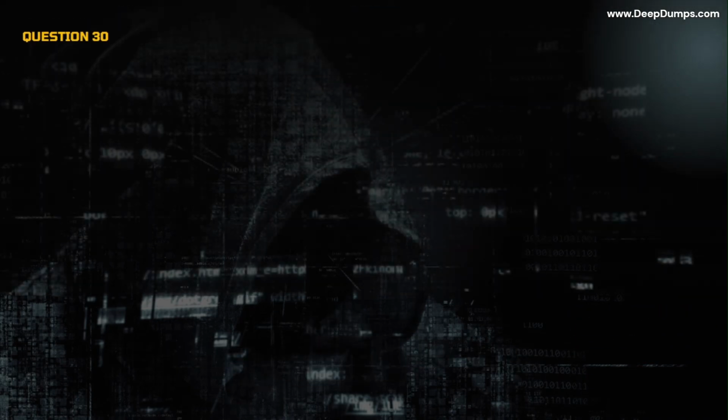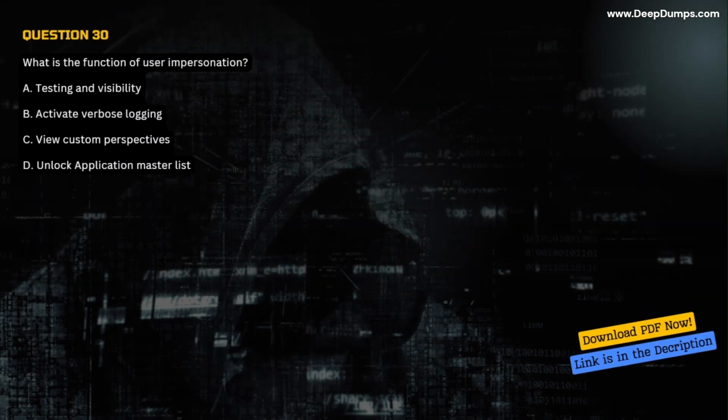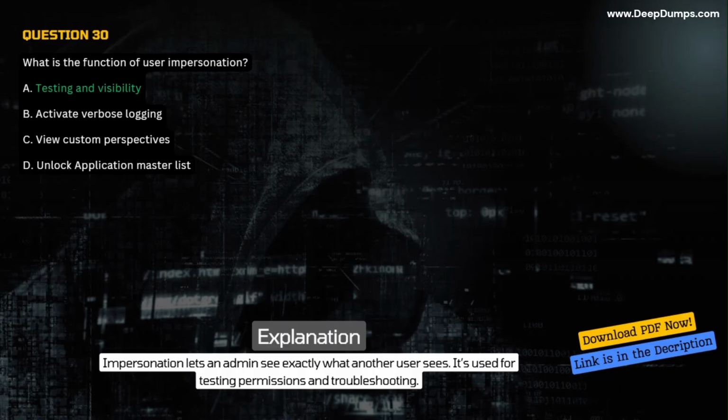Question 30. What is the function of user impersonation? A. Testing and visibility. B. Activate verbose logging. C. View custom perspectives. D. Unlock application master list. Correct answer A. Testing and visibility. Explanation: impersonation lets an admin see exactly what another user sees. It's used for testing permissions and troubleshooting.